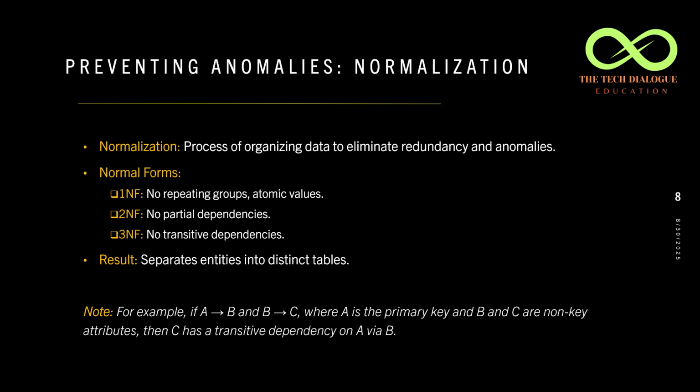Third normal form gets rid of transitive dependencies. No non-key attributes depend on another non-key attribute through a transitive dependency. For example, if A is dependent on B and B is dependent on C, where A is the primary key and B and C are non-key attributes, then C has a transitive dependency on A via B. By doing this, each table focuses on one thing, like students or enrollment, making your database way more reliable.